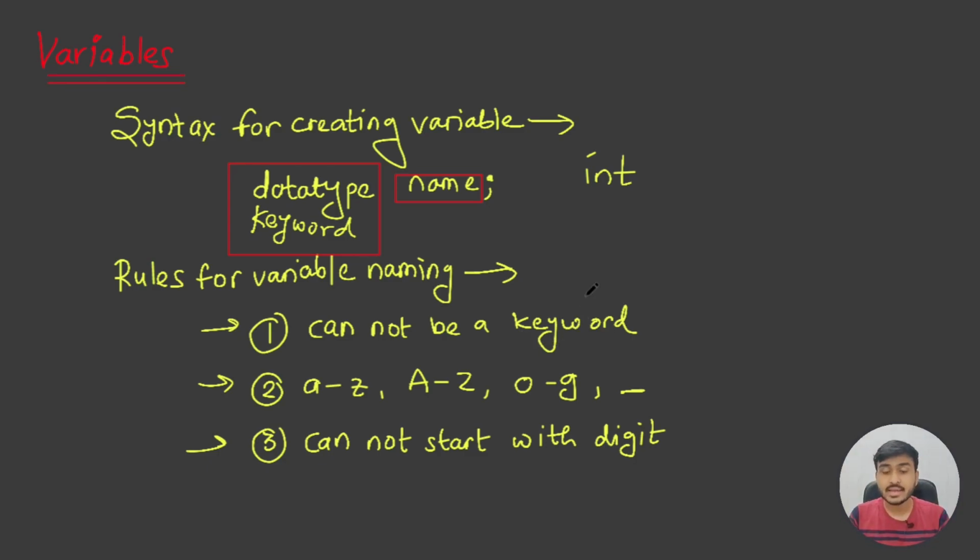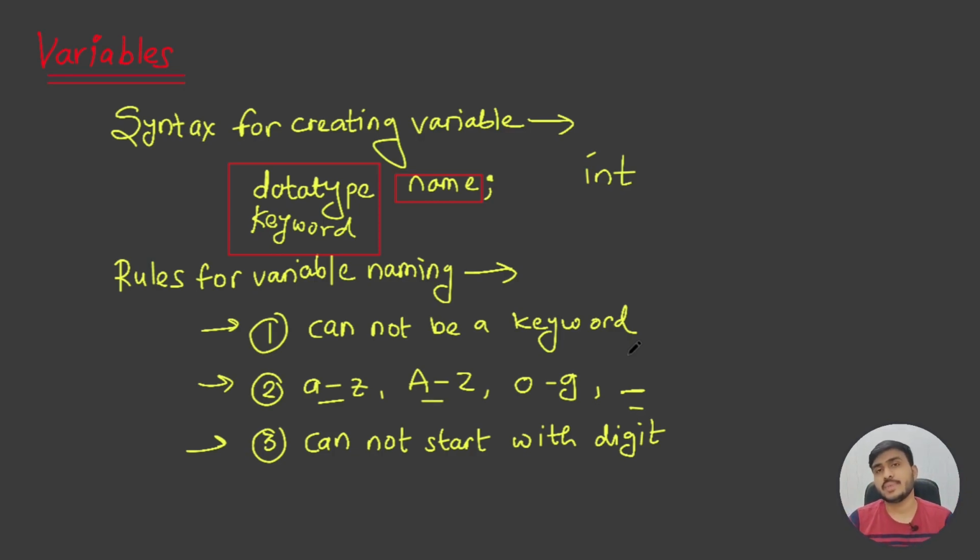Very simple rule, right? The second rule says that a variable name can be constructed from a combination of these sets of characters. Your variable name can have small a to small z characters. It can also have capital A to capital Z characters. It can also have digits 0 to 9, and it can also have an underscore. So you can construct your variable name by a combination of these characters: small a to small z, capital A to capital Z, digits 0 to 9, and the underscore special character.